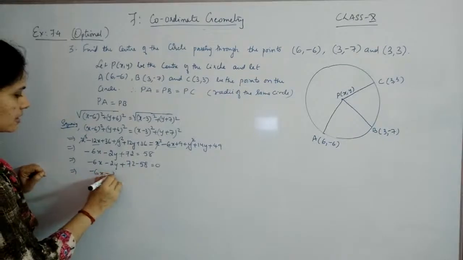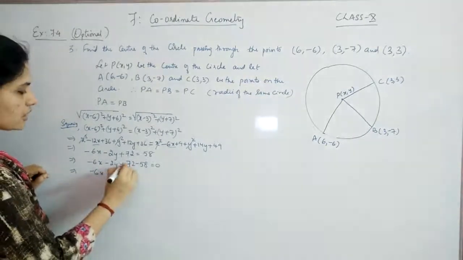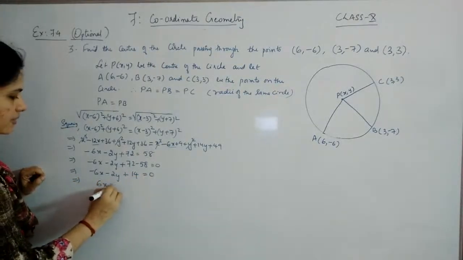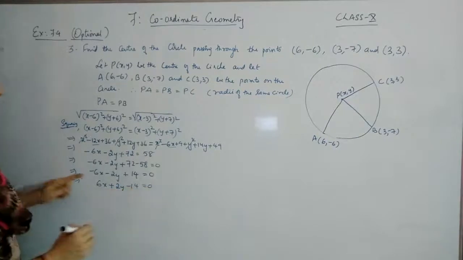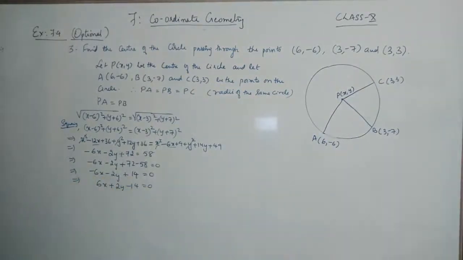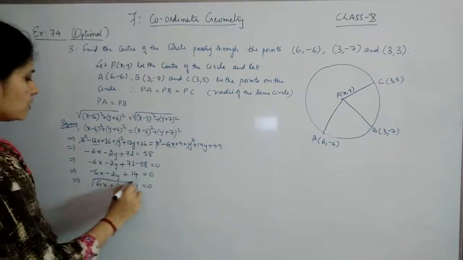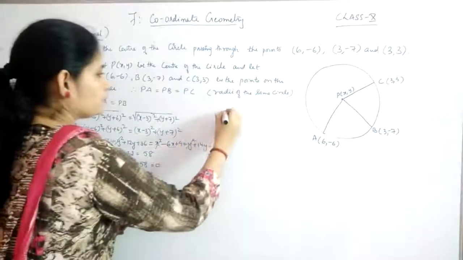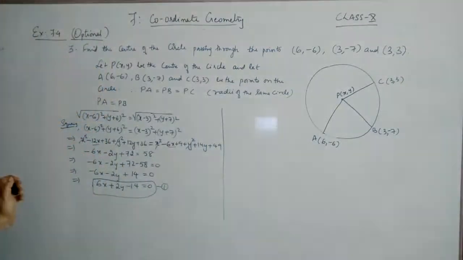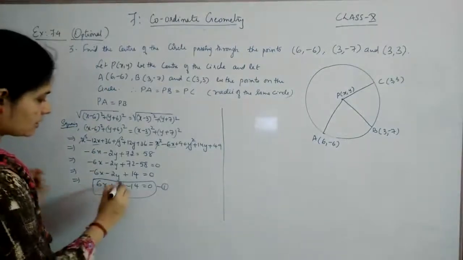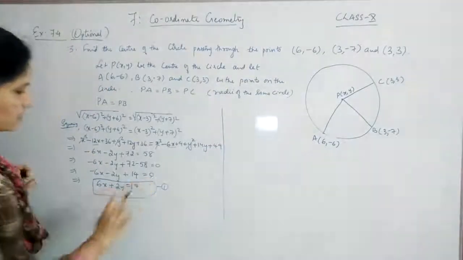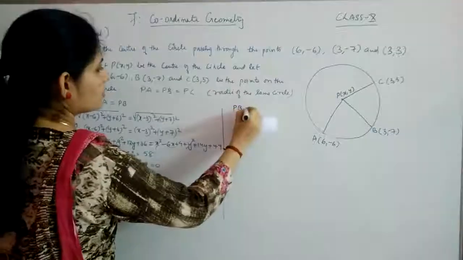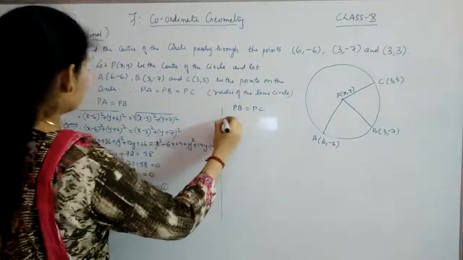or minus 6x minus 2y plus, here what you will get, 14 equal to 0, or 6x plus 2y minus 14 equal to 0. I have taken negative throughout, or you can say multiply throughout by negative sign, so that you are getting this equation. Okay, now put this as equation number 1. We can use it later. Or else you can make this as, this is equal to 14. So equation number 1.